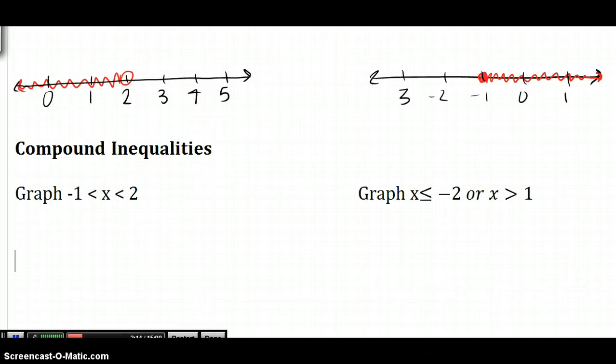Now you can also have compound inequalities. And here we're either going to have what's called an AND statement or an OR statement. An AND statement looks like this. X is in between 2 values. And your answers are going to overlap. Here in an OR statement, your answers are not going to overlap because it's one thing or the other. So here if we're graphing, x has to be in between -1 and 2.